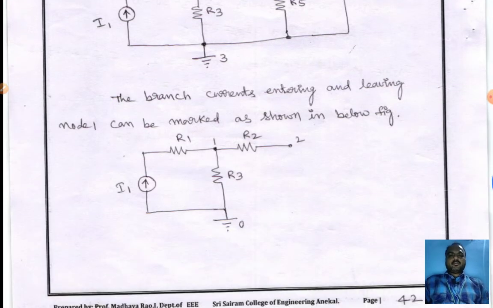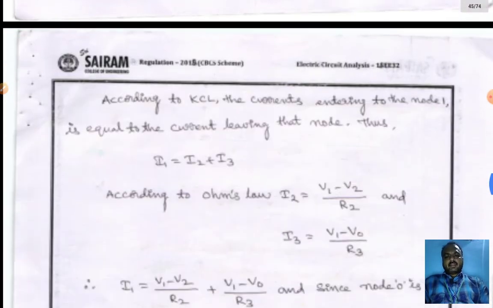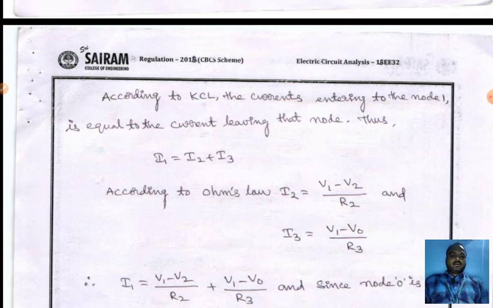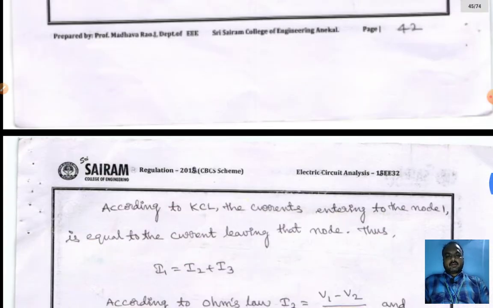How to write the KCL equations? See, here we can see the circuit. Here we have considered the first node, second node and ground node. Here we are applying KCL at node 1. Then we can write the equation I1 is equal to I2 plus I3, where we are writing at node 1.